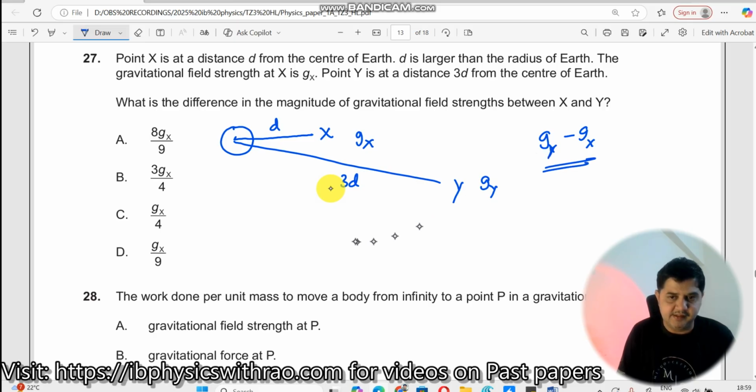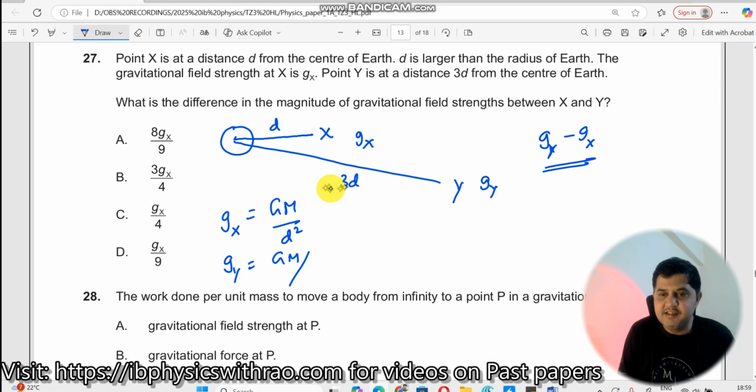So how do we solve this? Now, what is the expression for Gx? Gx is equal to capital G, capital M divided by d square, right? And Gy is equal to capital G, capital M divided by this distance, which is different. It will be 9d square. Many students divide one by the other and get the answer, and finally they will mark Gx by 9, because most of the time such questions are asking for a ratio. Here he is asking in a different way.